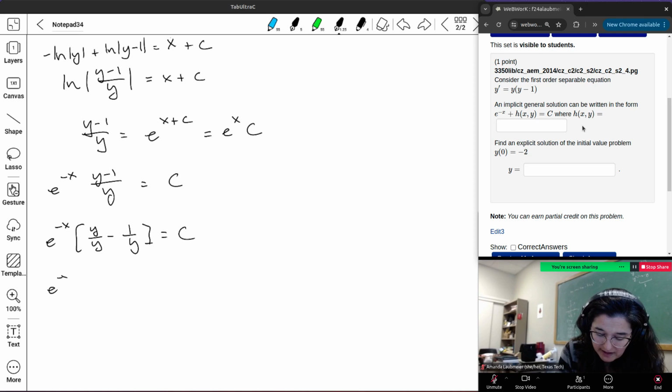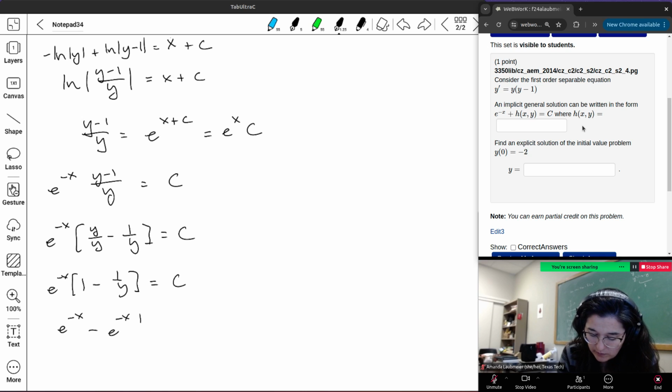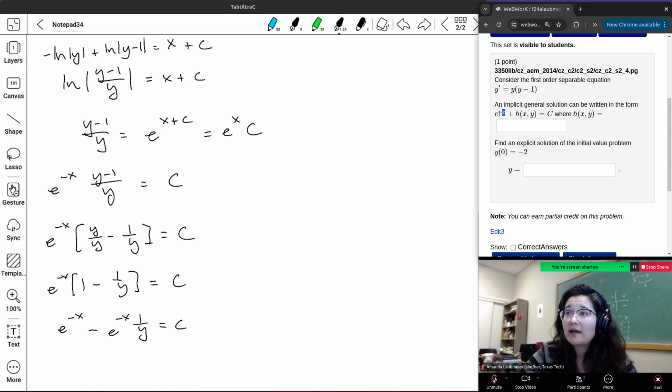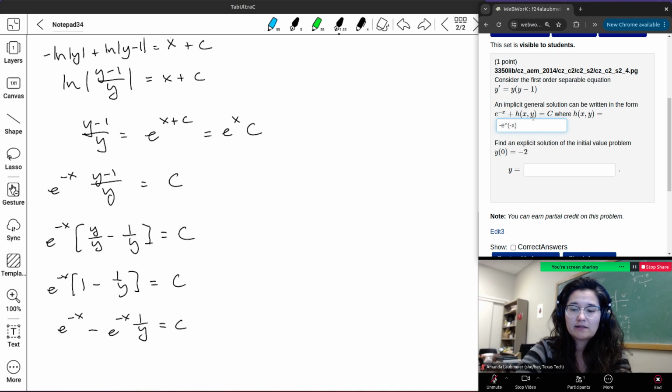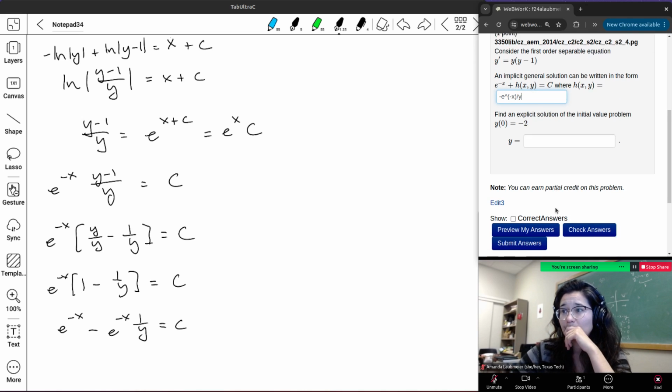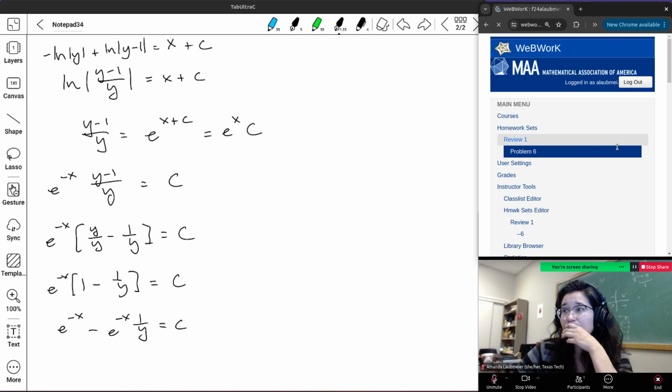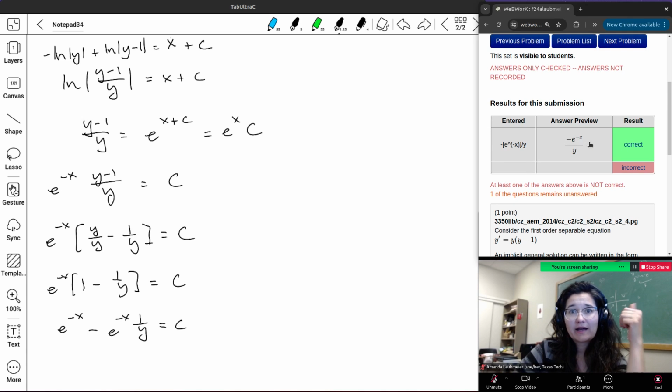So this is e to the minus x times 1 minus 1 over y, or e to the minus x minus e to the minus x times 1 over y equals C. So I've got e to the minus x, and I've got my equals C, and I just have to plug in my h. So for me, that's minus e to the minus x divided by y. Cool, I got it right.